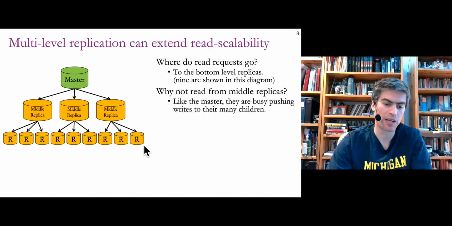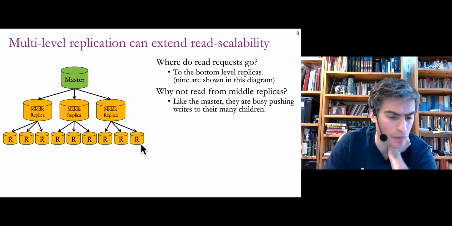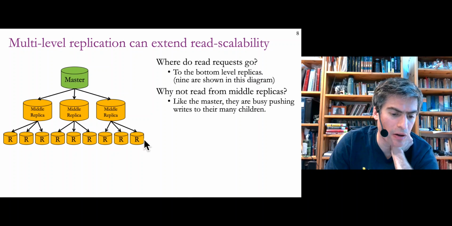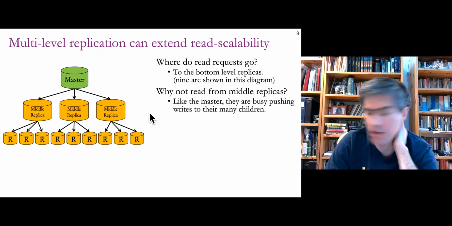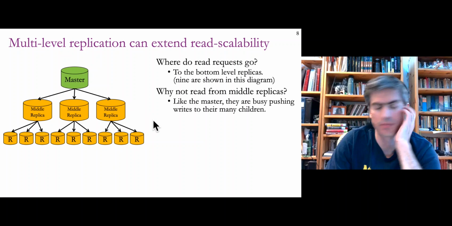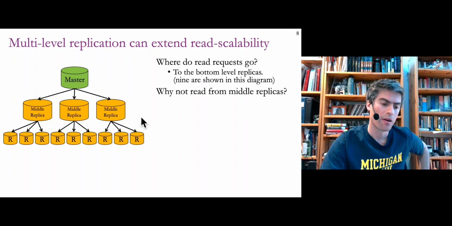If at the same time there are 3 times as many reads as writes, then this bottom tier, if they're sharing all the reads, would get, although I guess in this case, yeah, this is provisioned for having 9 times as many reads as writes. Actually, the math there's a little funky.